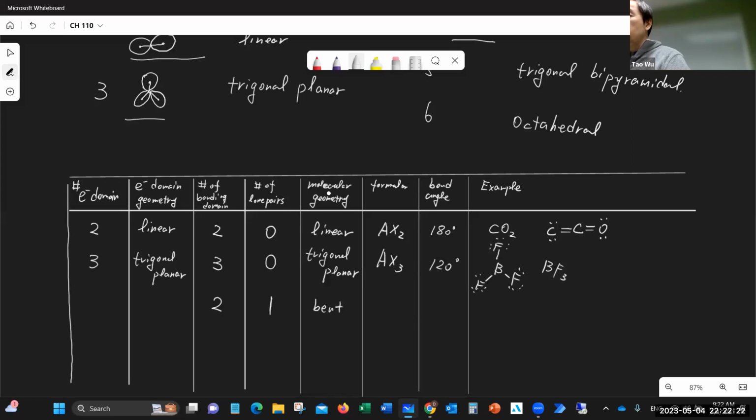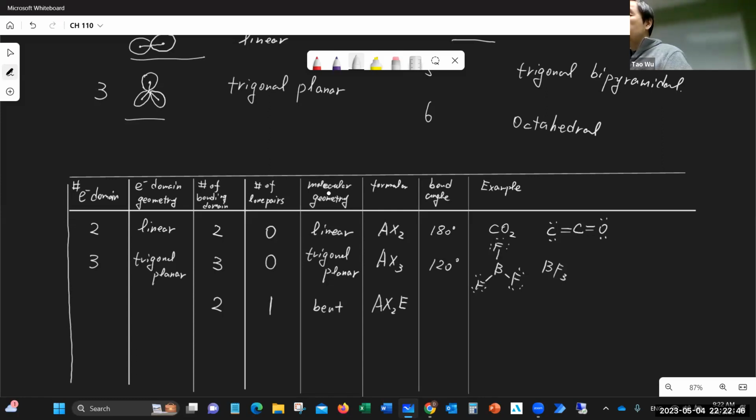Okay, so if you draw the formula, that's going to be AX2E. A is still the central atom. X means the side atoms. We have 2 side atoms. E means they have 1 lone pair, an electron lone pair. So this is the formula AX2E.